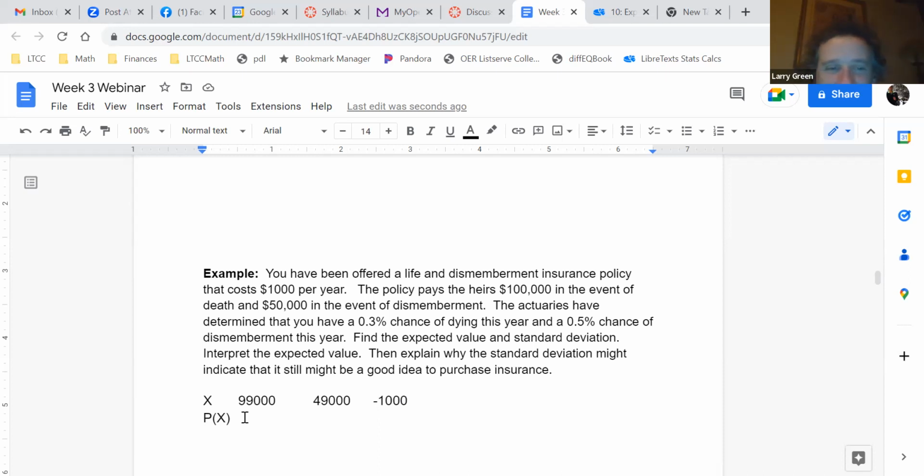So now let's get the probabilities. We had a 0.3% chance of dying. By the way, that's 0.003. We had a 0.5% chance of dismemberment. That's 0.005. And then the chance of not dying and not getting dismembered is 1 minus these. If you add these up, you get 0.008. And if you do 1 minus 0.008, you get 0.992. Any questions on that?